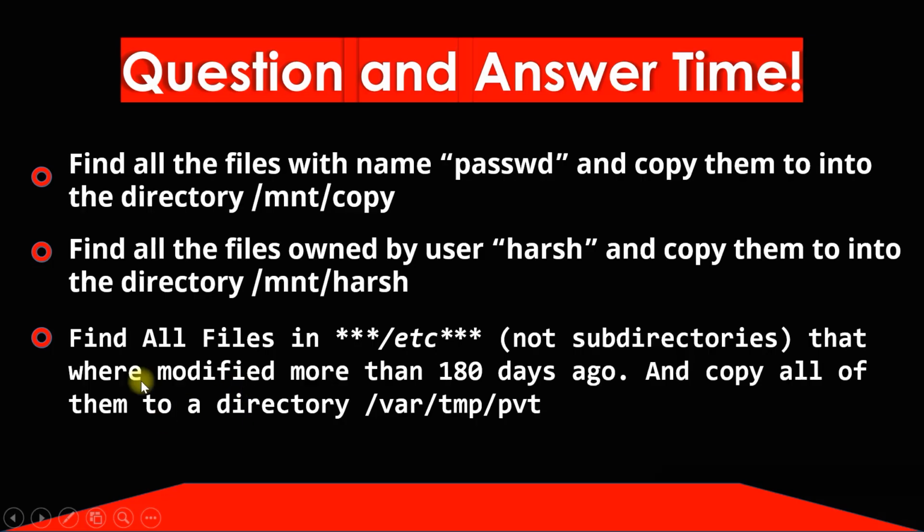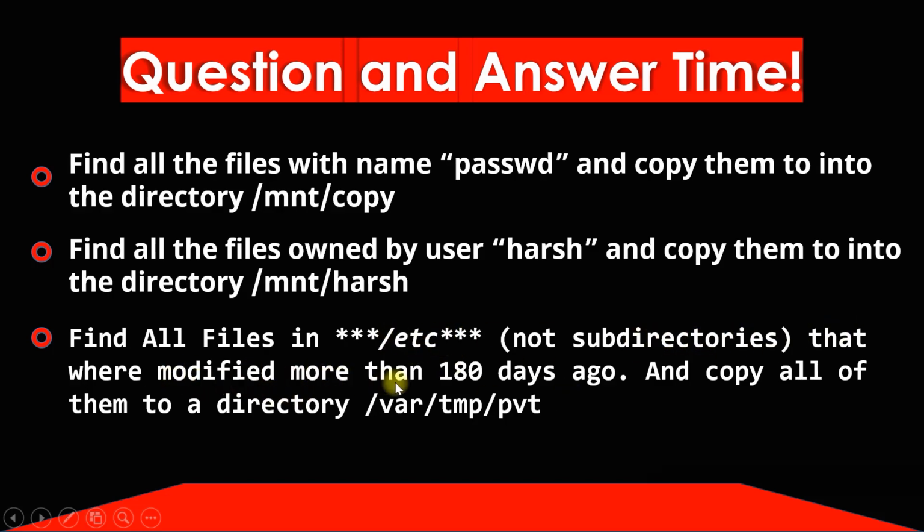So our next and last question is, find all the files in the /etc directory that were modified more than 180 days ago and copy all of them to the directory /var/tmp/pvt. So let's understand the question. What is it saying? So we need to copy all the files in the /etc directory, but not the subdirectories of the etc directory. You need to remember the question.